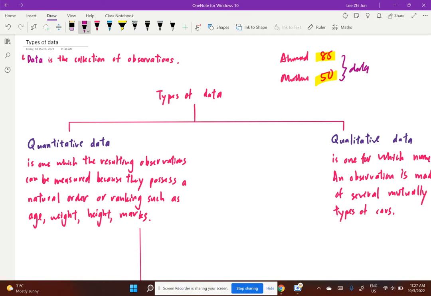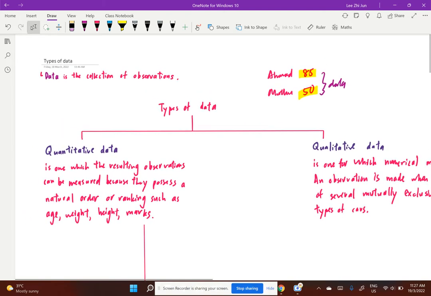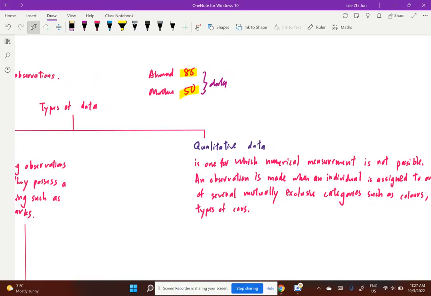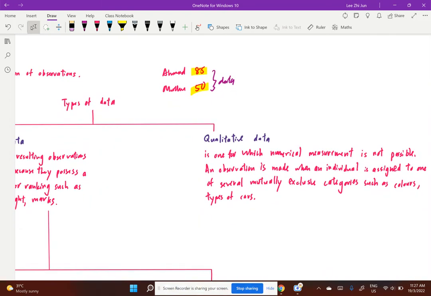So there are four types of data. The two main types of data are quantitative data and qualitative data, the same as the quantitative and qualitative variables just now. Quantitative data is one in which the resulting observation can be measured because they possess a natural order or ranking, such as age, weight, height, and mass. Qualitative data is one in which numerical measurement is not possible. An observation is made when an individual is assigned to one of the observable mutually exclusive categories, such as colors, types of cars.